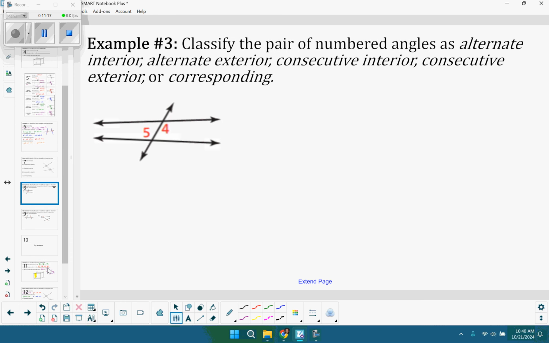All right, for example 3, we're just going to classify the pair that they did give us as alternate interior, alternate exterior, consecutive exterior, or corresponding. So my first thing is to check, are they both between or both outside the lines? They're both between the lines. So this is going to be something with the word interior. Angle 5 is in this corner and angle 4 is in this one, so they're on opposite sides of this transversal. So I would call these alternate interior angles.